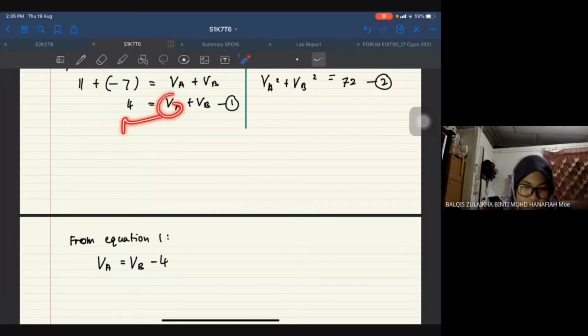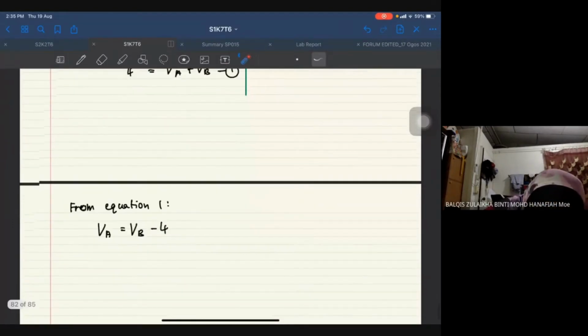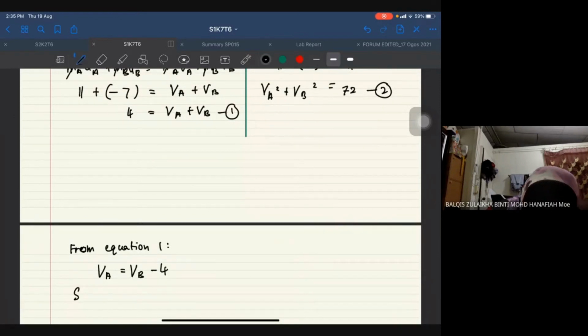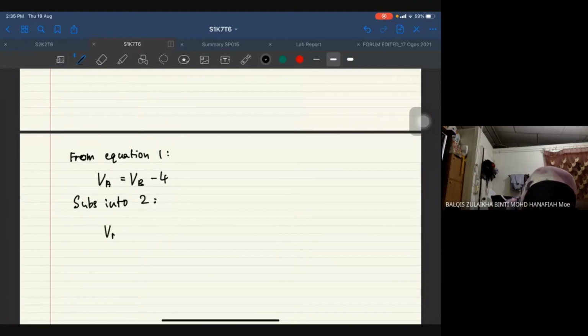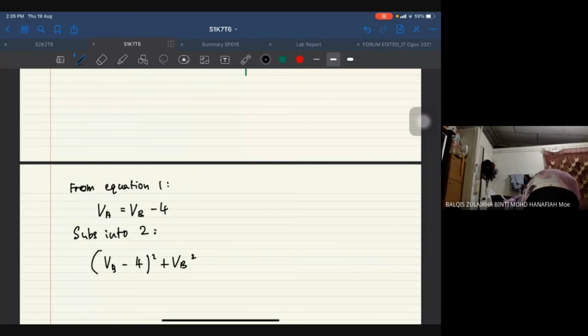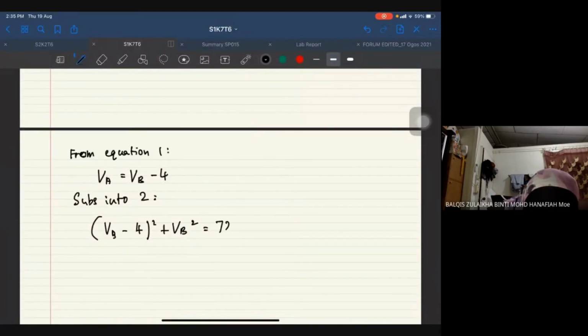So basically what I did is that I bring VA to the other side. I bring 4 to this side. So it will be VB minus 4. Okay, and then on the right hand side, I can substitute inside the second equation. Lagi tak macam nak buka bracket factor. Expand. So VB square minus 8VB. So basically I multiply 4 with VB and then multiply by 2. This one the negative, plus VB square. Okay, I can bring the 72 on the other side.